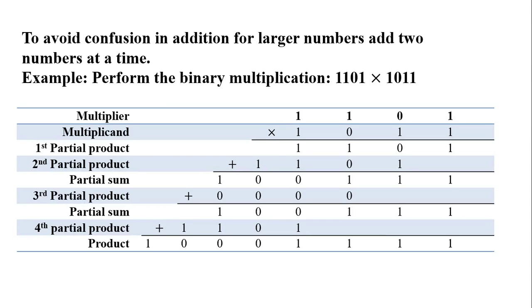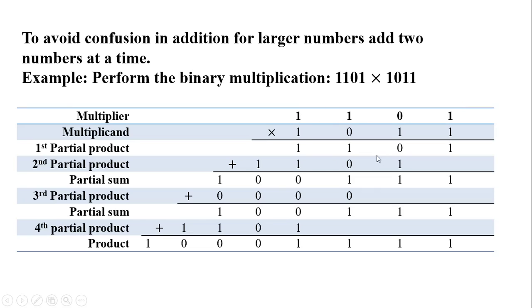To avoid confusion in addition for larger numbers, add two numbers at a time. So, for example, perform the binary multiplication 1101 multiplied by 1011. This is the multiplicand and this is the multiplier. So let's multiply these two numbers. This is the first partial product, where we multiply 1 to the multiplicand, and this is the second partial product, where we multiply this one to this multiplicand.